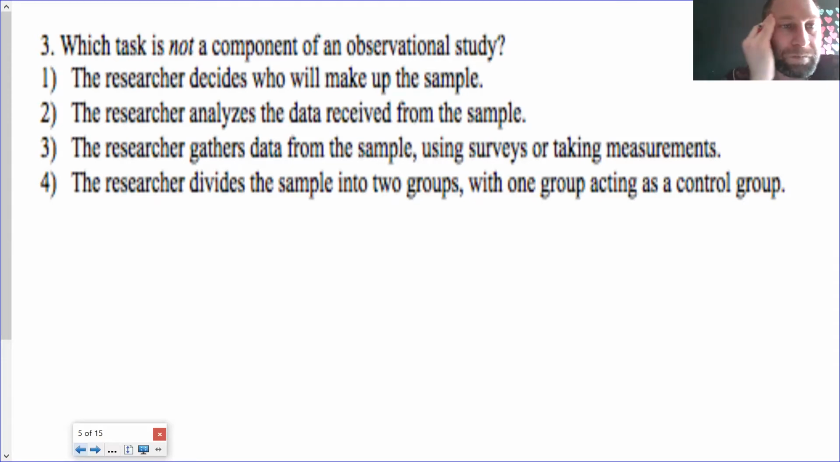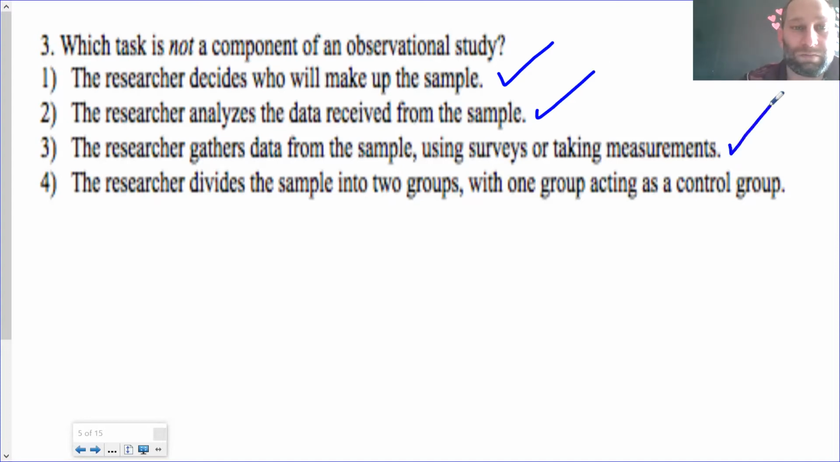Okay. Choice 1, the researcher decides who will make up the sample. All right. The researcher is going to decide what he or she wants to look at. Choice 2, the researcher analyzes the data received from the sample. The researcher is going to look at the data to see if there's a pattern or a relationship. The researcher gathers data from the sample using surveys or taking measurements. Yeah, the researcher can gather the information that was provided.